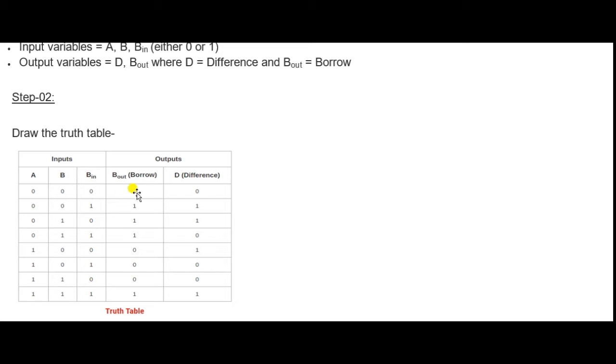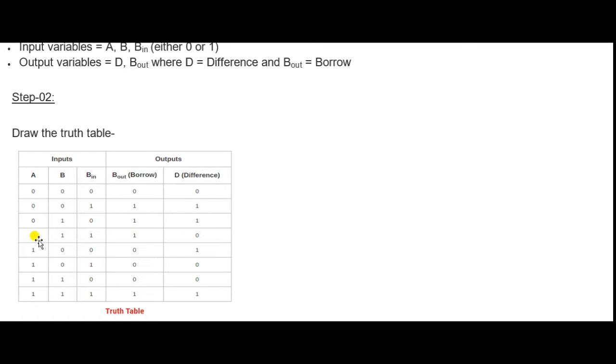0 minus 0, difference 0, borrow 0. 0 minus 0, output 0. 0 minus 1, difference 1, but borrow is 1. Alright, the next 0 minus 1, difference 1, borrow 1. Here the difference for 0 minus 1 is 1. Now we have to perform subtraction between output 1 and 0. 1 minus 0, difference 1. Previously we got borrow 1.